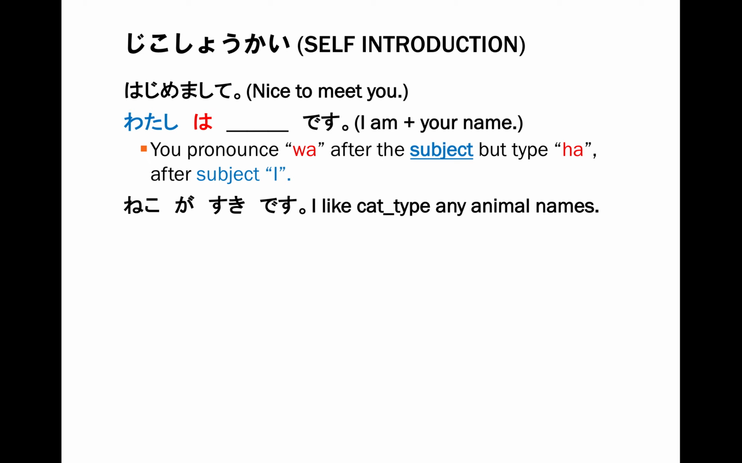猫が好きです。I like cats, or you can type any animal name. I like dogs, I like tigers, I like lions. In the second Japanese sentence, we usually omit saying 私は, but you could also say 私は猫が好きです。I like cats.